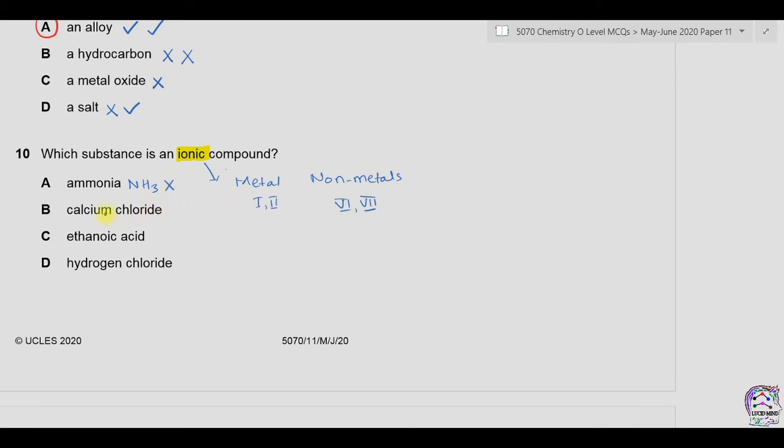B is calcium chloride. Calcium is from group 2, so it is a metal. Chlorine is from group 7. Therefore ionic compound is formed between calcium chloride, so this could be the correct option. C is ethanoic acid. In ethanoic acid we have CH3COOH. All are non-metals, so therefore covalent bond is present. D is hydrogen chloride. In hydrogen chloride, hydrogen and chlorine are present and both are non-metals, so therefore covalent bond is present. So the only option in which ionic bond is present is B.